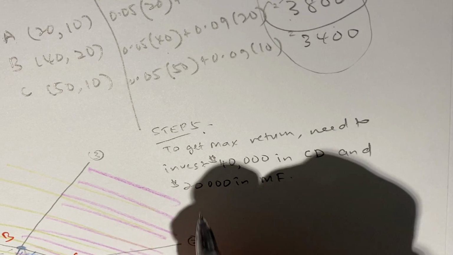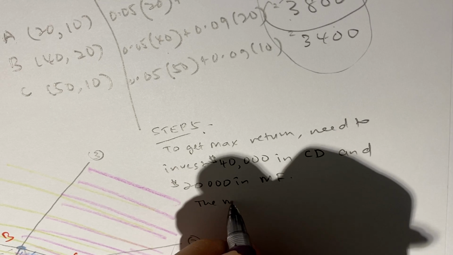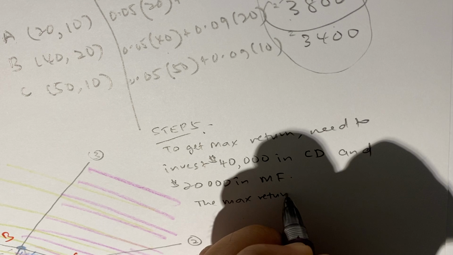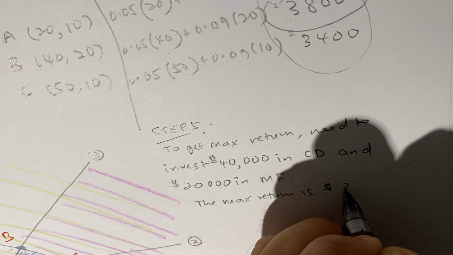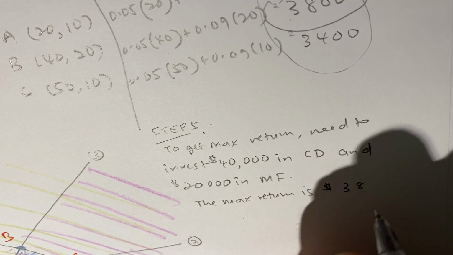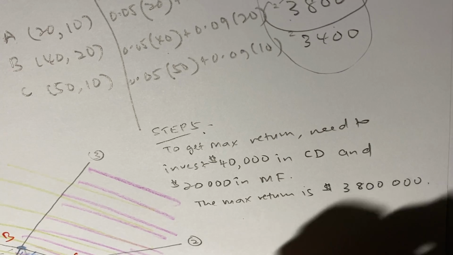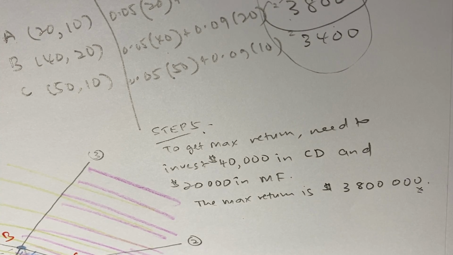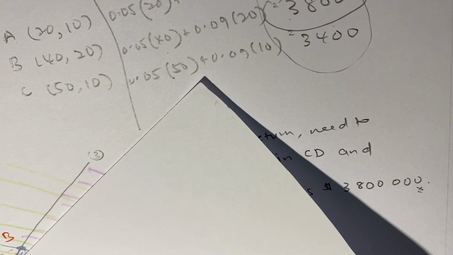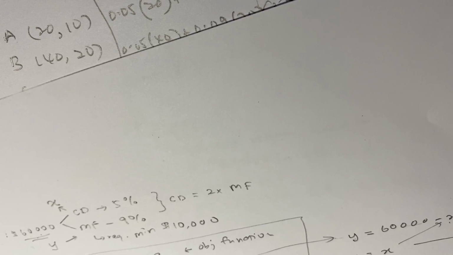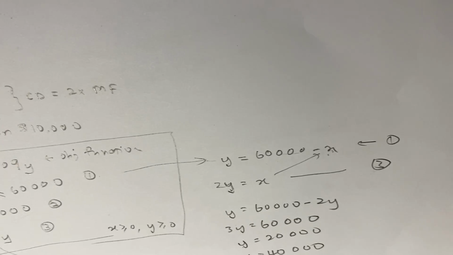And the question also asks, what is the maximum return? The maximum return is $3,800,000. So that's basically the 5 steps that you need to do in order to solve an application of linear programming.